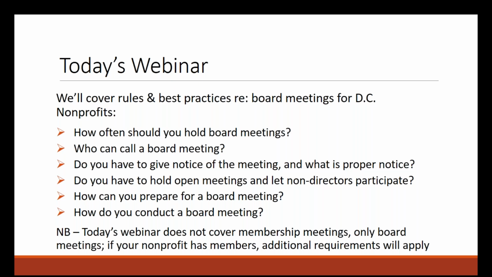So a nonprofit member in this legal sense is able to elect members onto the board of directors. They're able to approve major corporate transactions, and they're able to attend membership meetings where they get to participate in the governance of the organization. If your organization does not have members, then all of those functions are just performed by the board of directors itself.